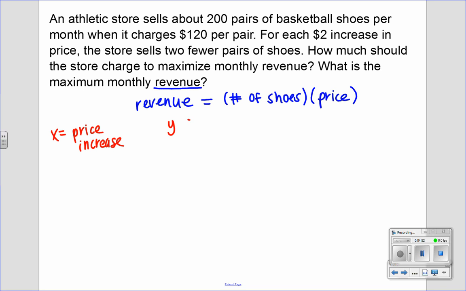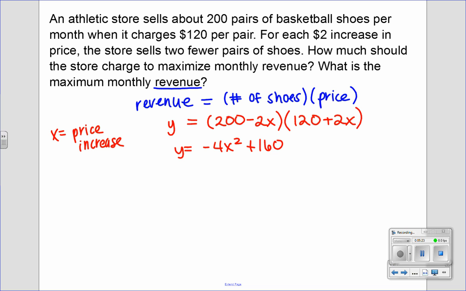So now we're going to write an equation for each. How many shoes did we start off with? Well, we had 200 pairs. But then for each increase we sell 2 fewer pairs, so that's going to be 200 minus 2x. And now we're going to look at the price. We start off at $120, but then there's an increase of $2 per step. Okay, so now we can FOIL this out, and we get y equals negative 4x squared plus 160x plus 24,000.